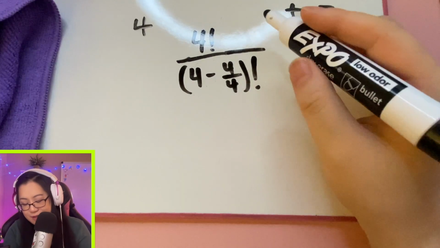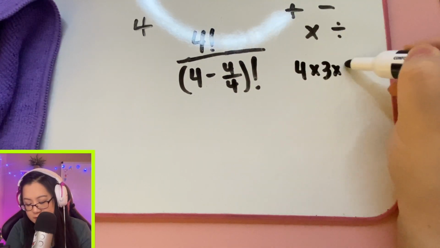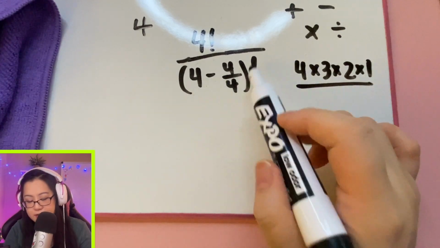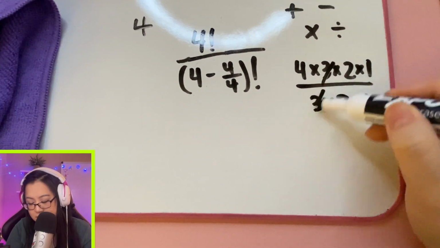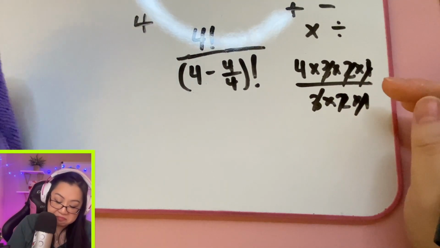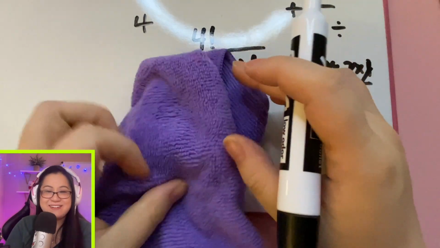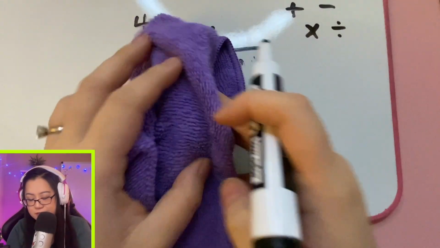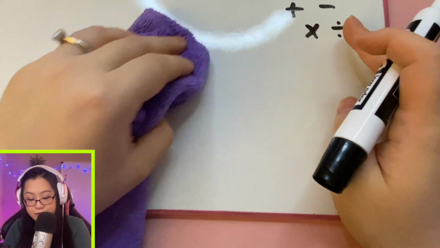So factorial, right? 4 factorial is 4 times 3 times 2 times 1, divided by, and then this is 3 factorial, which is 3 times 2 times 1. So these all cancel, leaving you with the 4. Pretty proud of thinking of that one on the spot. This is kind of fun. I was thinking about factorials because I said that as one of the functions. So there you go.